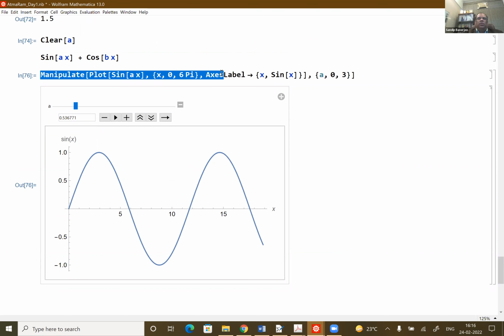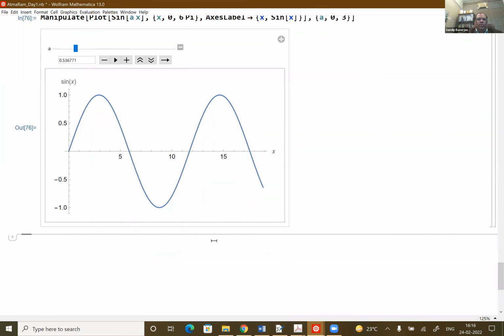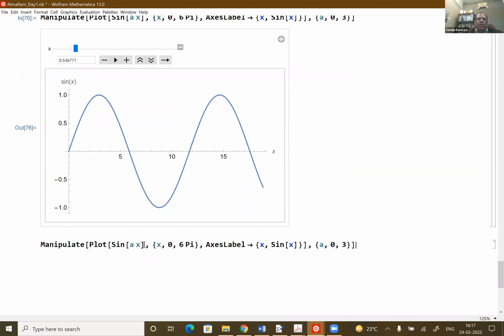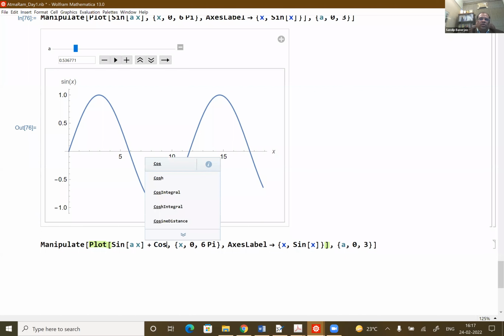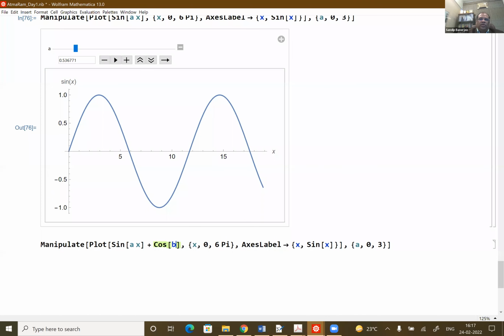So I will copy this whole thing. So all I will do is I will just add plus cos bx, and I will give a gap between b and x. X is from 0 to pi. This axis level right now I'm deleting it. So A is from 0 to 3. B is from say 0 to 2.